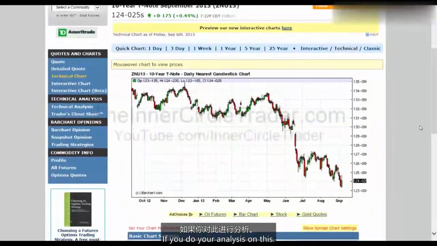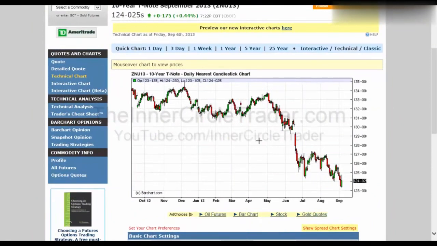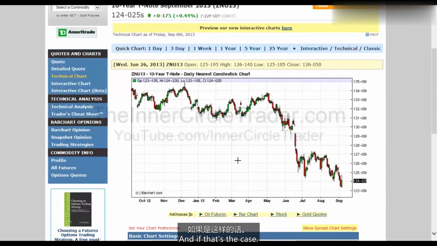Okay, if you do your analysis on this futures market, everything is reversed in terms of the interest rate yield. If the 10-year is going lower, that means the bonds are going higher, the actual rate yielding the interest rate, and if that's the case, the currency markets are going to chase yield. So if the yields are dropping, they're going to follow it, and if it's going up, they're going to be following it as well.